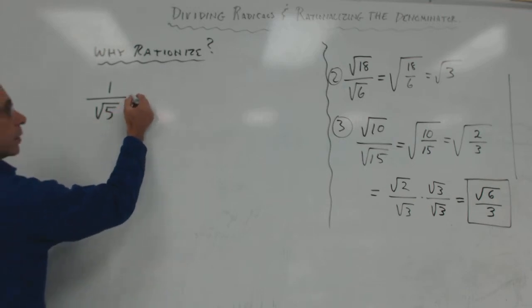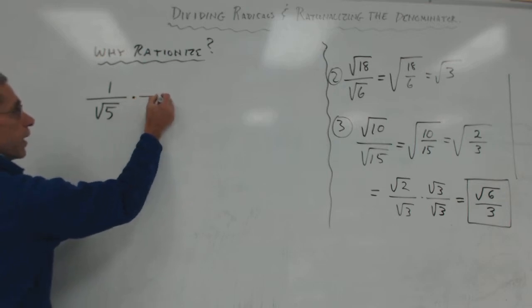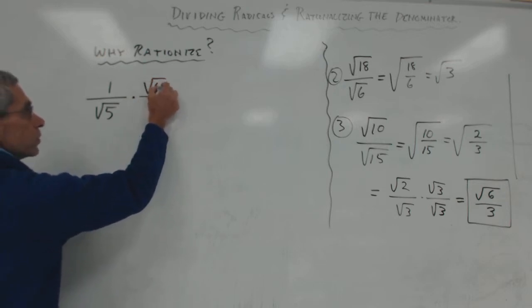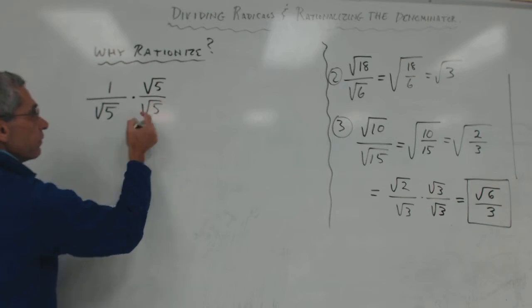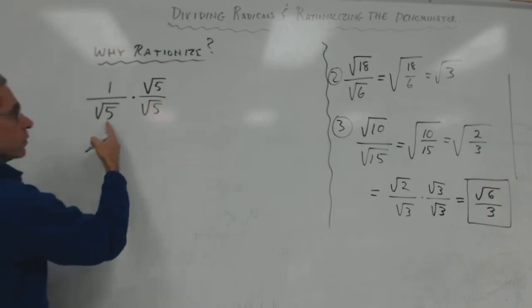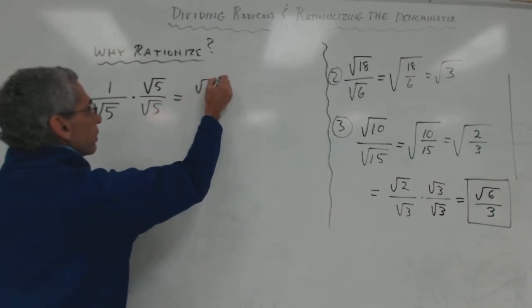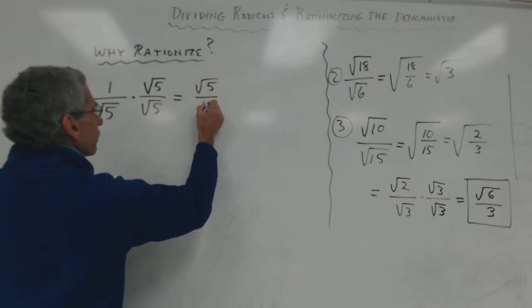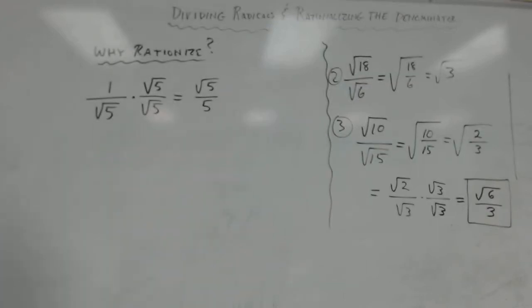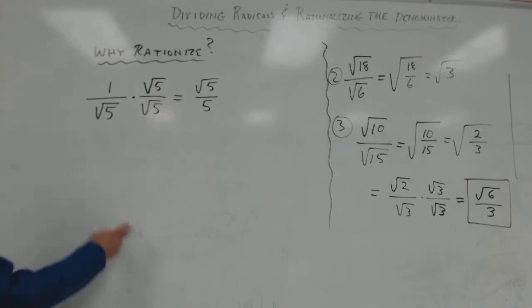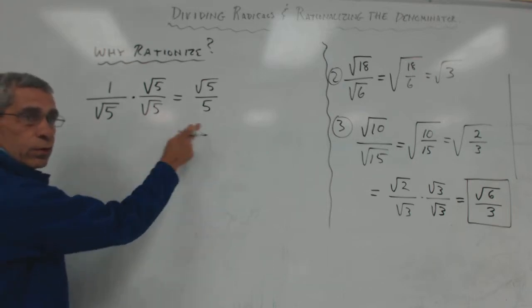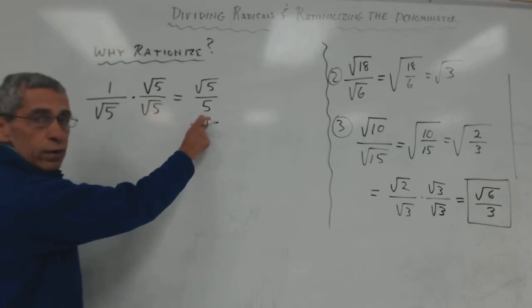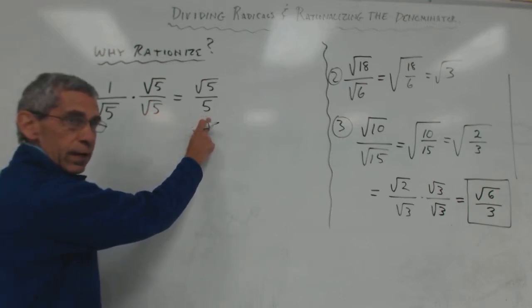Help me. 5 over square root of 5. Right, I would multiply this times that weird 1, which is the square root of 5 over the square root of 5. That would get rid of my square root signs here. So I'd have the square root of 5 over 5. You with me? Everybody sees that, right? That would be correct. Technically they're both true, they're both correct, but that's the one that's official.